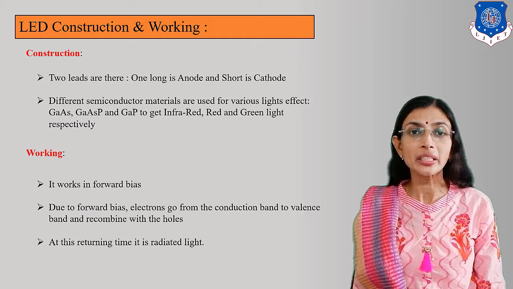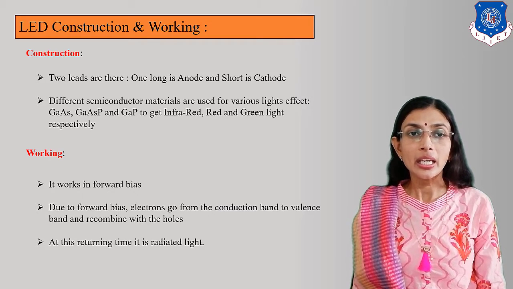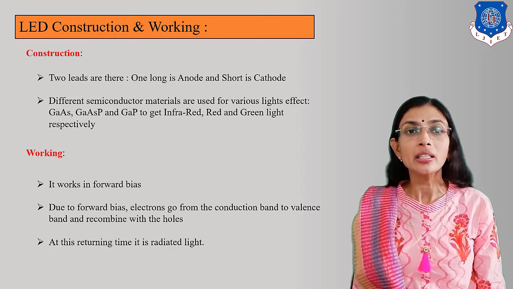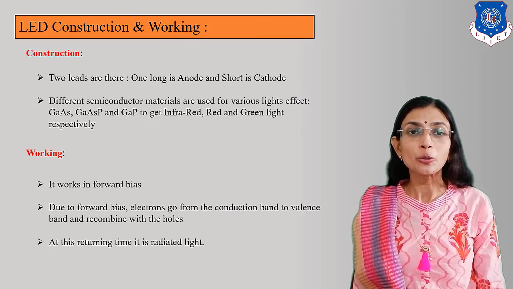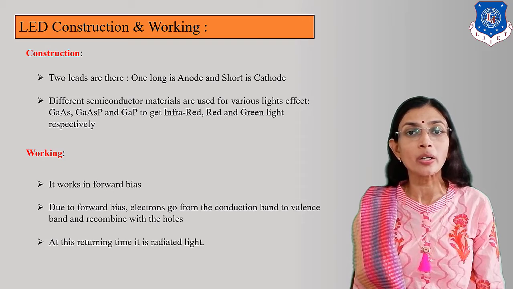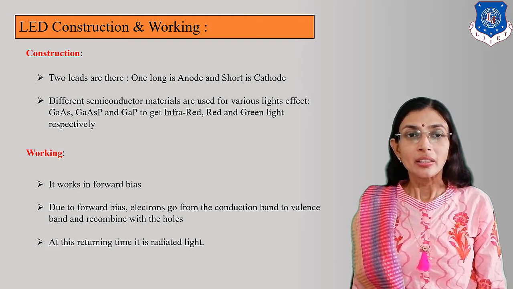Different semiconductor materials are used for various light effects, like GaAs, that is gallium arsenide, GaAsP, that is gallium arsenide phosphide, and GaP, that is gallium phosphide. These three different materials will emit three different colors of light. Those are infrared, red or green light.